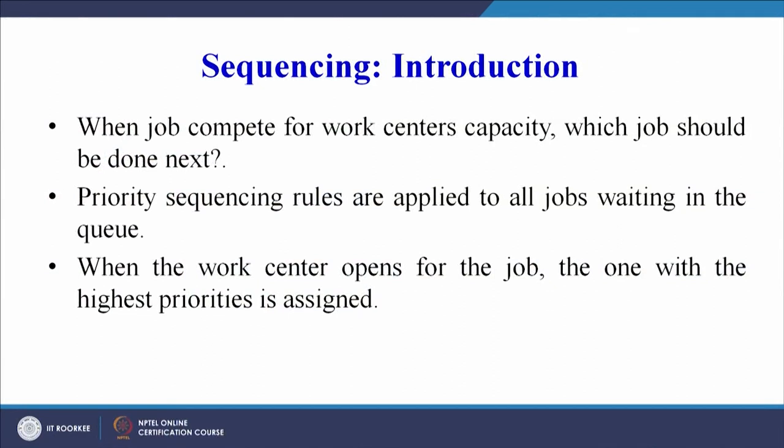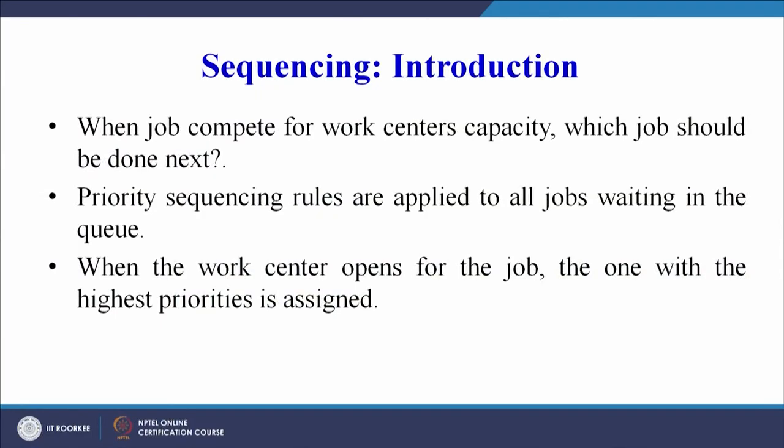Now coming on to the sequencing part. So what is sequencing? When jobs compete for a work center's capacity, which job should be done next? For example, there are three different jobs which have arrived at work center A. The jobs are P, Q and R, and each has to be processed on work center A. How do we select which job must be sent to work center A first? Either it should be P or Q or R. There has to be certain criteria based on which it will be decided how these three jobs will be sequenced. It can be PQR, it can be RPQ, it can be any sequence.